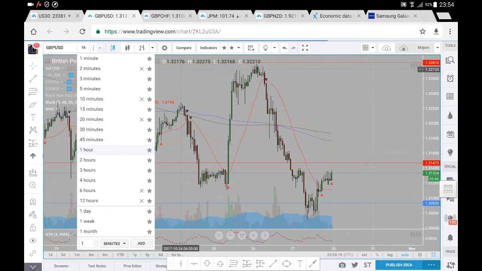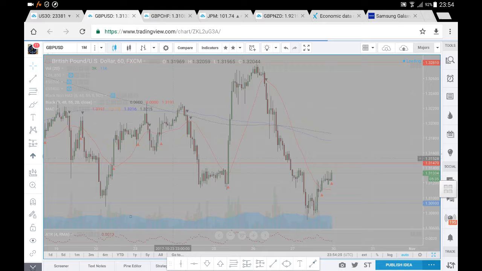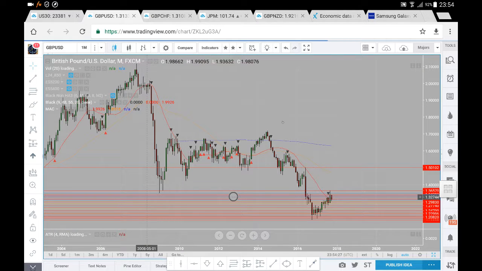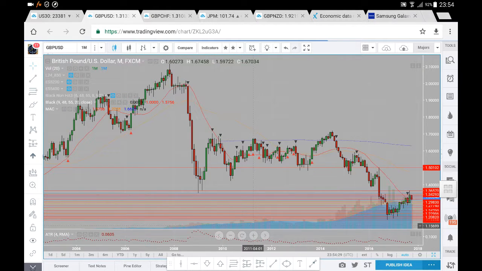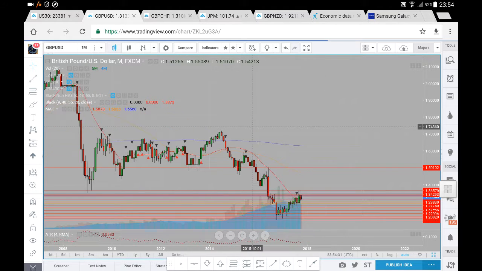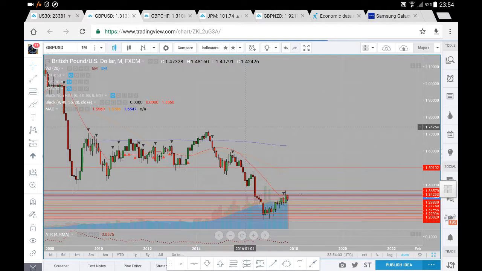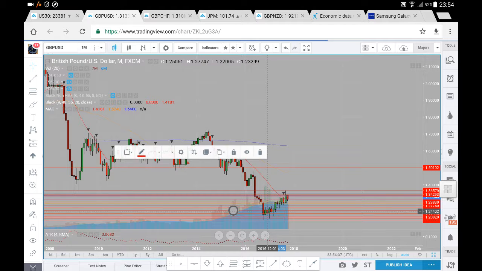Now, let's just have a look at the higher time frame. So we're going to have a look at the monthly time frame, and let's just get a scale on here correct. So here on the monthly time frame, we did interpret this as being a bit of an uptrend. We had a bit of consolidation.